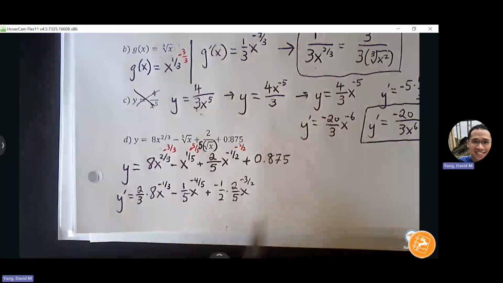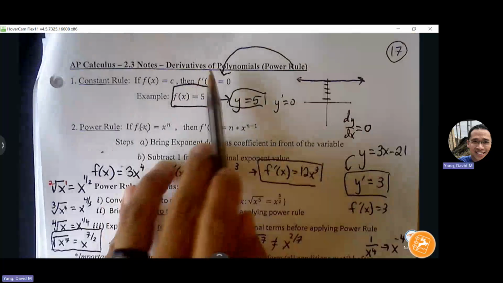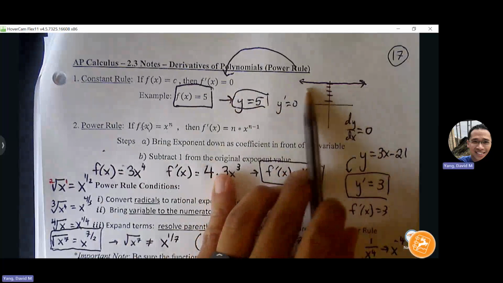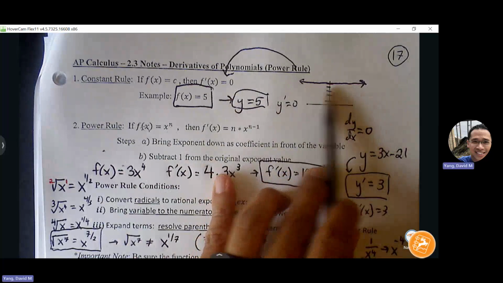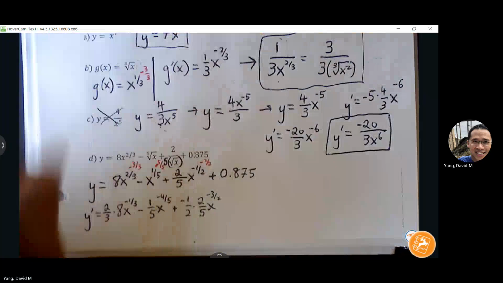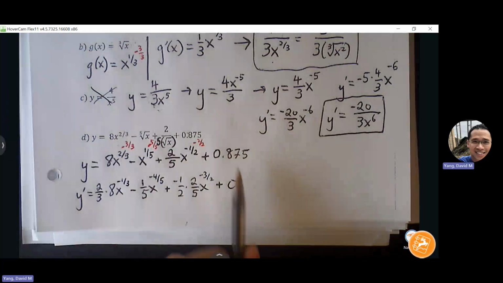So now, what about this? 0.875 is a what? Constant. It's a constant. What happens to a constant? Becomes 0, right? Any constant is just a horizontal line. Any horizontal line has slope 0, so my derivative of a constant is always going to be a 0. I don't need to put +0 here. I just want to show you what happened to that 0.875.